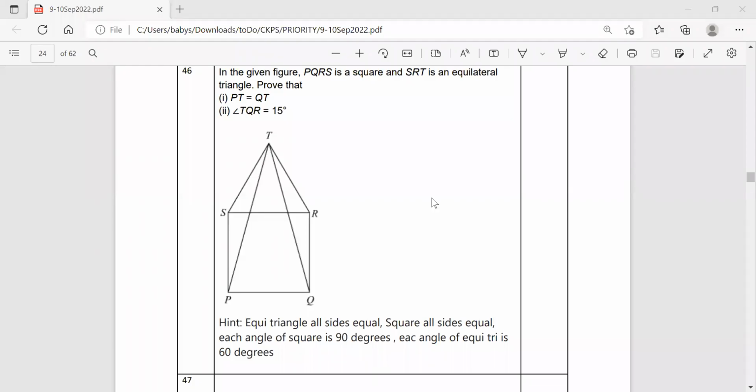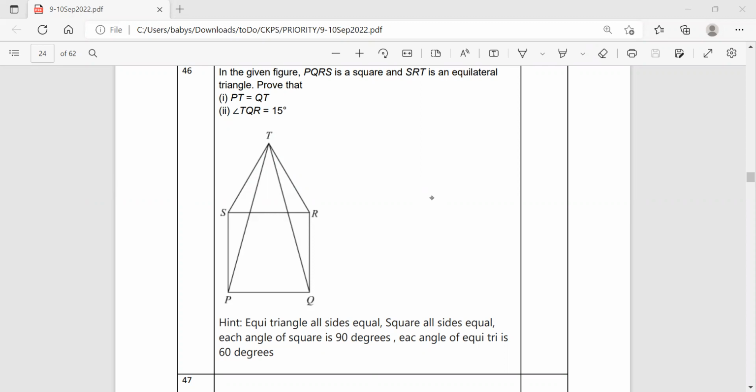Okay, so dear students, we have this question out here. As a doubt, it says, in the given figure, PQRS is a square and SRT is an equilateral triangle. Prove that PT is equal to QT and angle TQR is equal to 15 degrees. Okay, and there's a hint also provided.